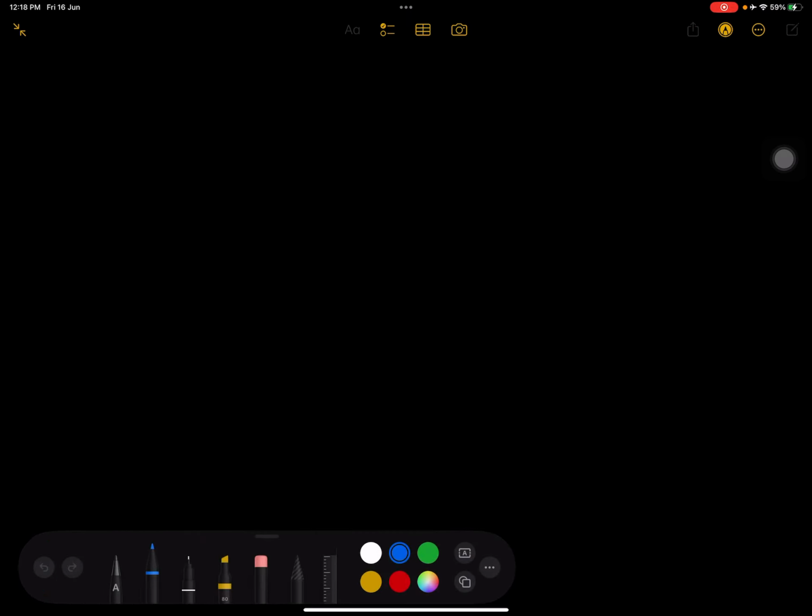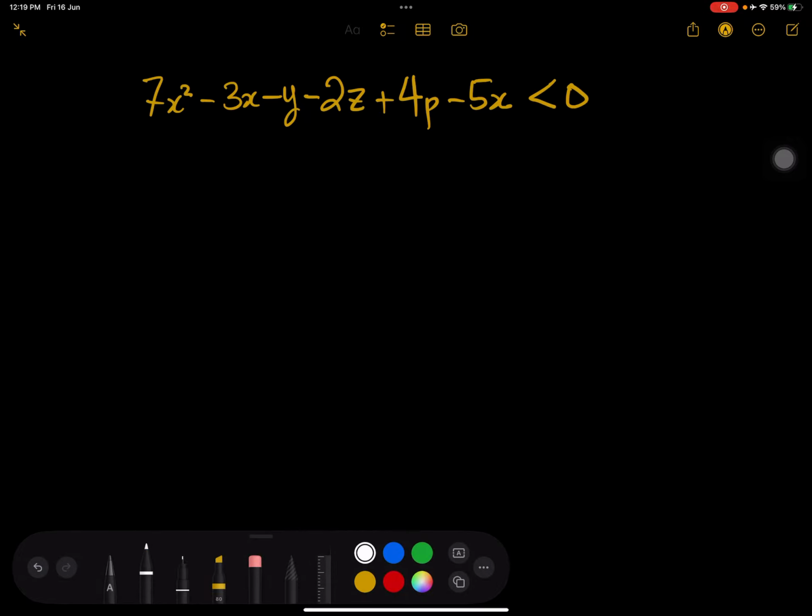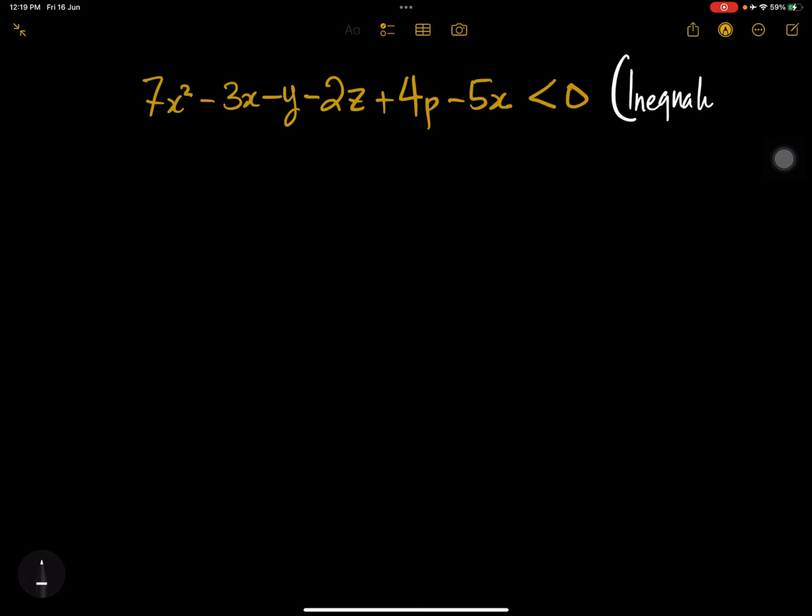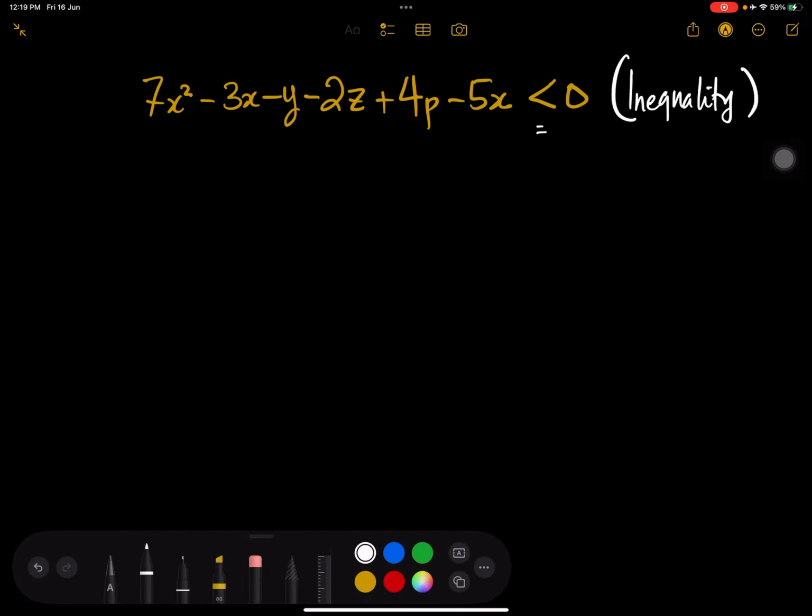So we'll take a look at that. Let's look at, maybe you are given something like this. Let's say you have 7x squared minus 3x minus y minus 2z plus 4p minus 5x, and we have it less than 0. This is an inequality. I hope you all agree. It's not an equation. If it's an equation, this side has to be equal to, right? But it's not. So it is what? An inequality.